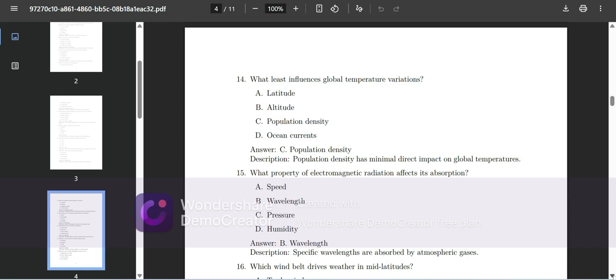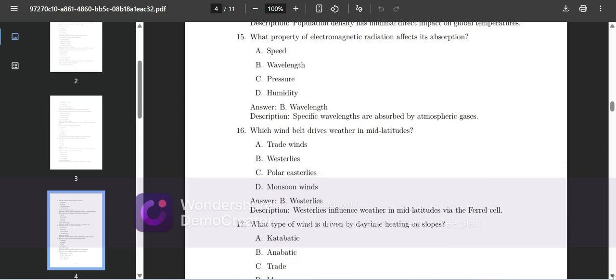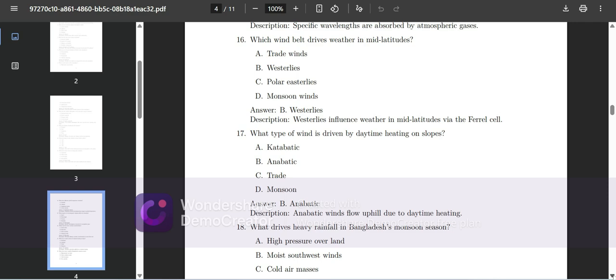What property of electromagnetic radiation affects its absorption? Wavelength. Specific wavelengths are absorbed by atmospheric gases. Which wind belt drives weather in mid-latitudes? Westerlies. Westerlies influence weather in mid-latitudes via the Ferrel cell.